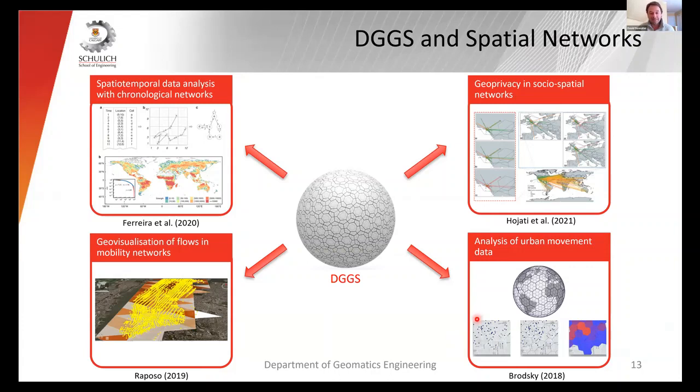And lastly, I'm sure everyone has heard of Uber, but maybe not everybody knows that they have also adopted a DGGS to support the analysis, visualization, and exploration of all of their urban mobility data. So overall, this work just highlights that, in fact, DGGS do have the potential to open the door to interesting studies in new and exciting domains.